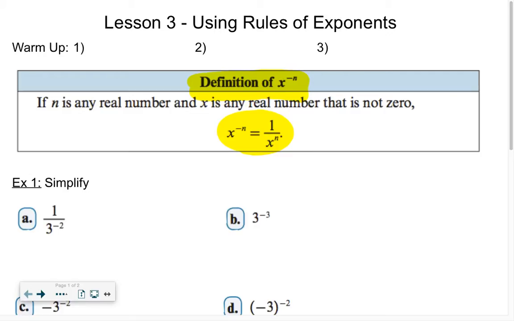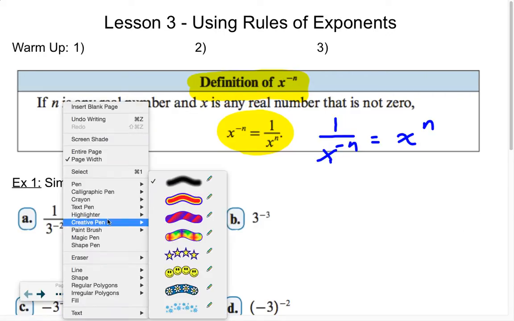The other one that I would add to this one is the fact that what do we do if we have 1 over x to the negative n? Now what do we do with it? Move it up. Yeah, you move it up, right? So understand it's not just a one-way street, but it goes both ways. So I like to add that one as well.